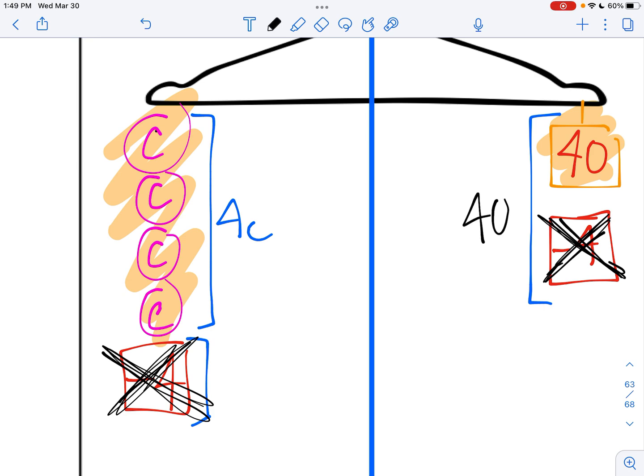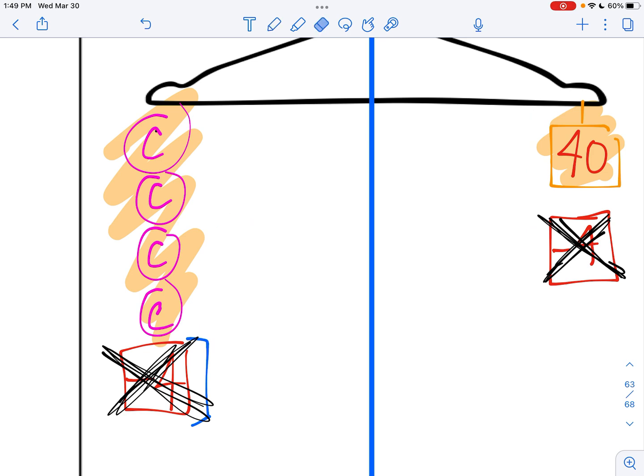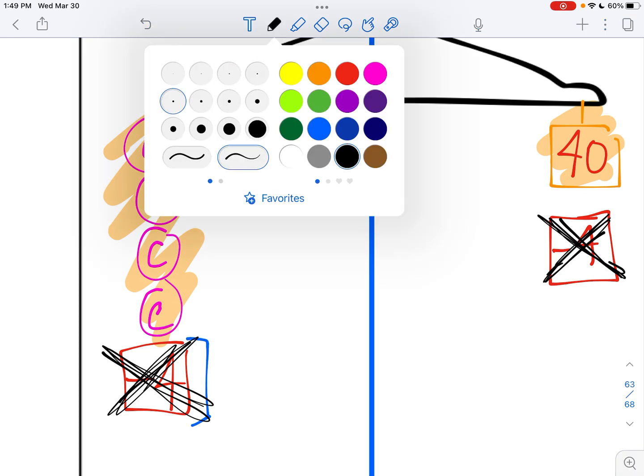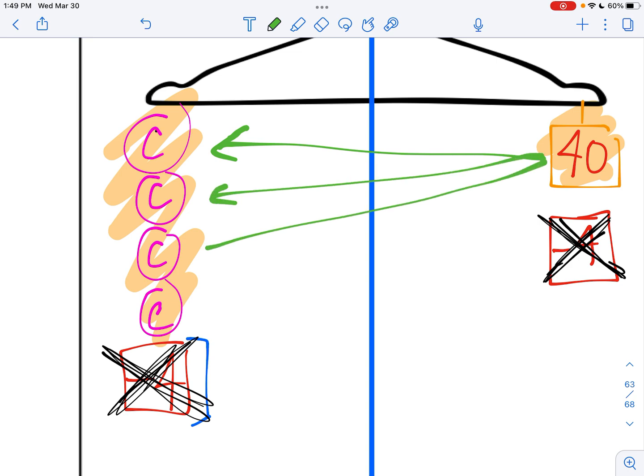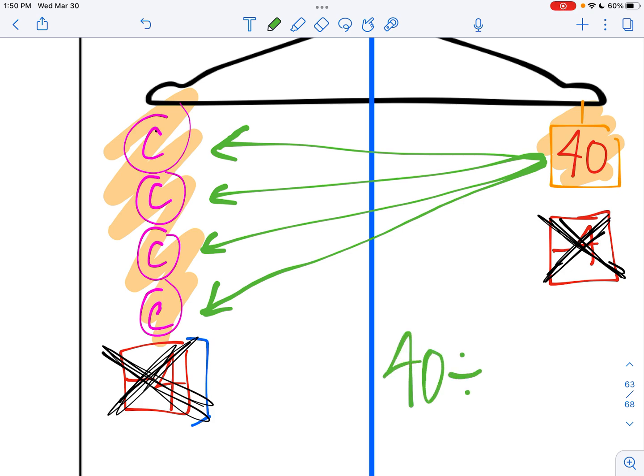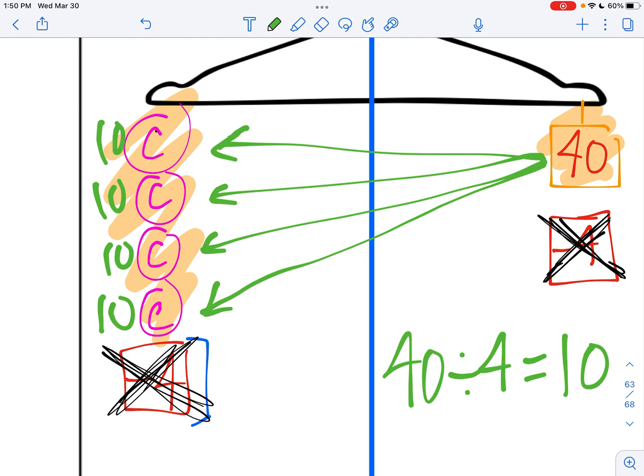Okay, now I need to draw my arrows. I'm going to draw an arrow from the 40 to each c. Here we go. 4c, whoops. There's one arrow. There's an arrow. There's an arrow. There's an arrow. So I started with 40, and I split it, that's division, into 4. And you can use a calculator for that, but it's 10. So that means each C should be 10, and if I added up those 10s, I'll get 40.